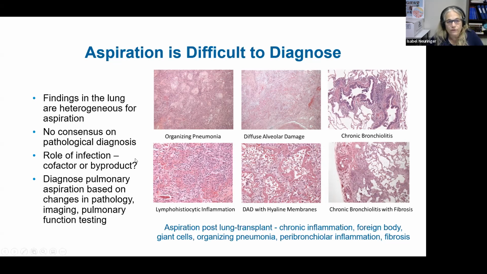We don't know about the role of infection, if this is a cofactor or a byproduct. So we are left with diagnosing pulmonary aspiration based on changes in histopathology, imaging such as X-rays and chest CTs, and pulmonary function testing.